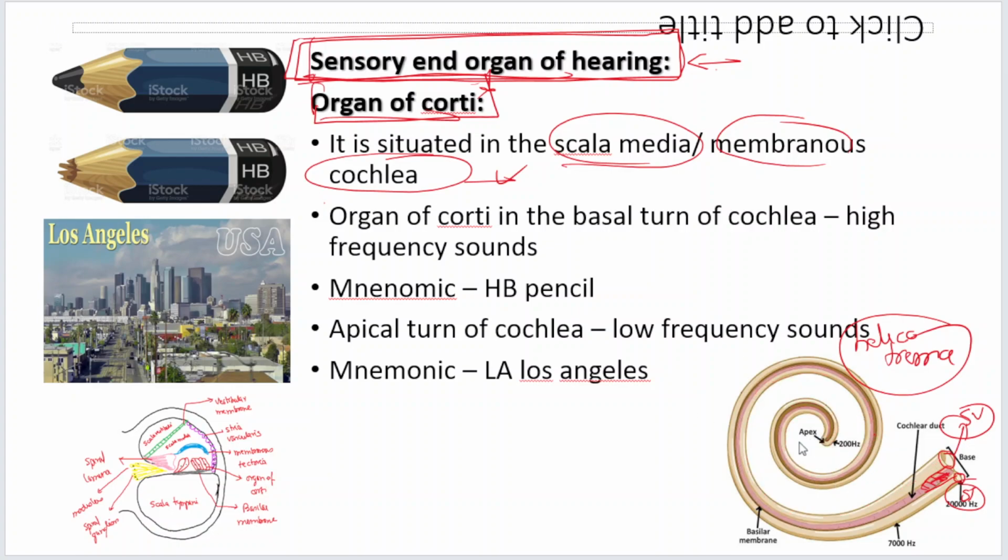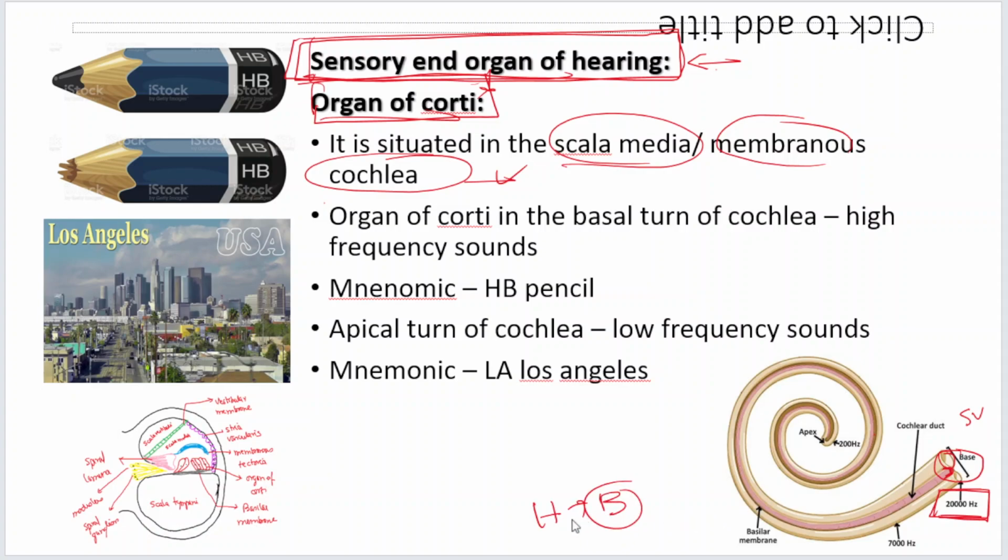Now, from our point of view, what is important is the organ of Corti that is present here at the base of the cochlea. Higher frequency sounds are perceived by the basal turn of the cochlea. The organ of Corti present in the basal turn perceives high frequency sounds, whereas the organ of Corti at the apex of the coil perceives low frequency sounds.